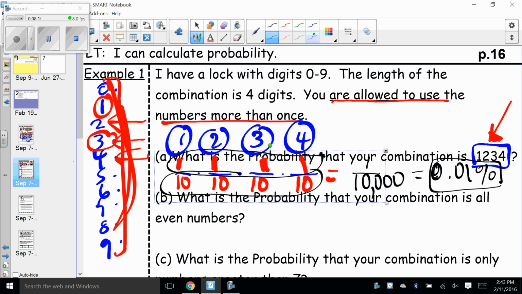What's your probability in this next example that all your numbers are even? So we're saying, what's the chance that you get an even, an even, an even, and an even?